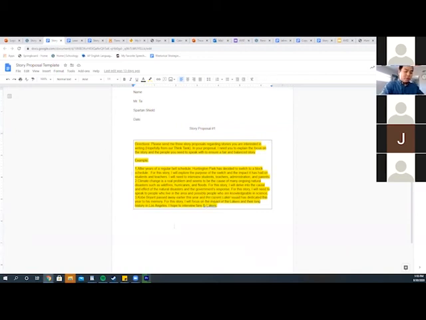So what you need to do is literally write your own proposal. If you want to use my examples, like my stories, you have to write it differently. But use this structure and write a proposal.